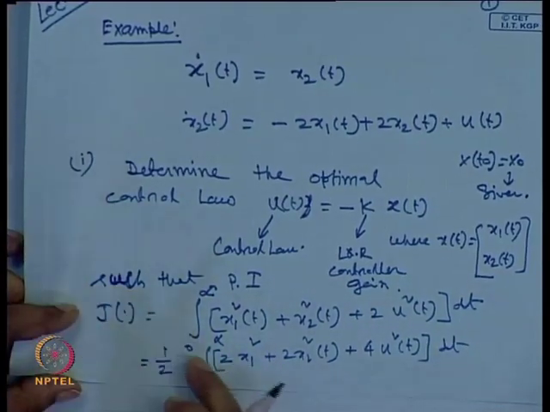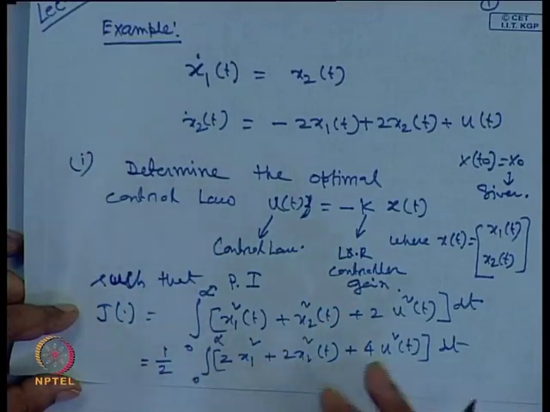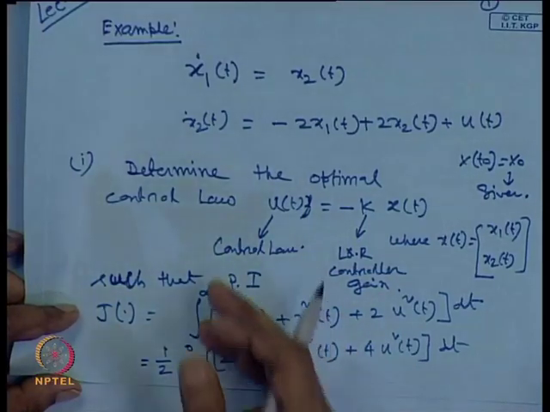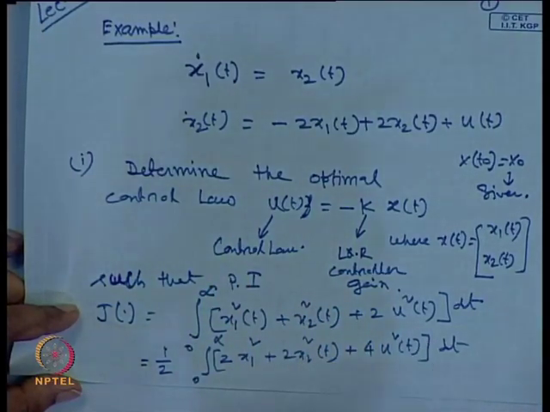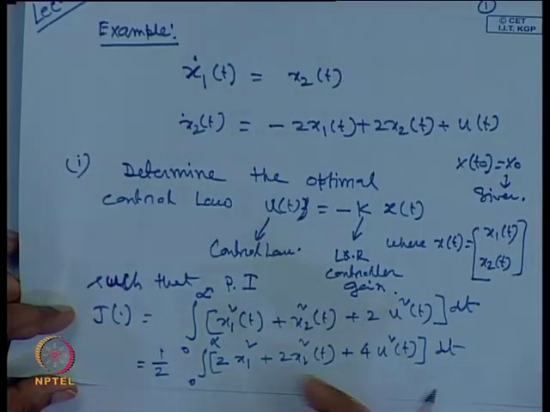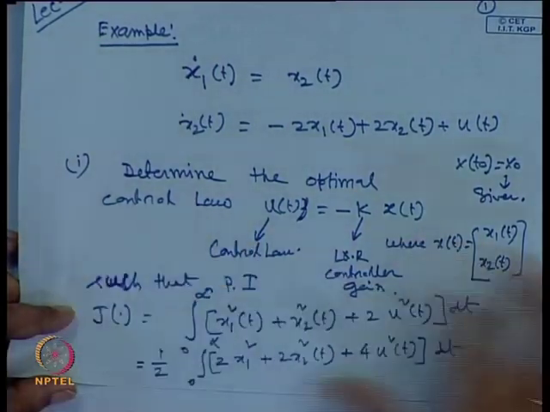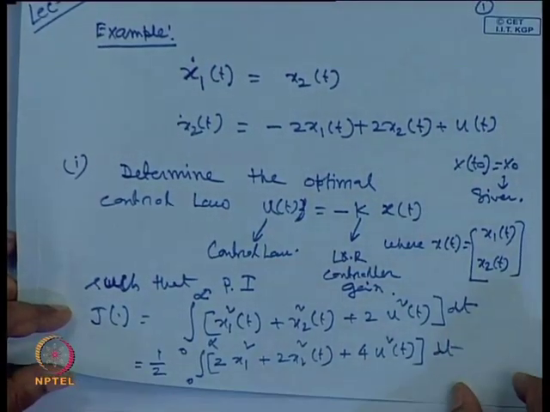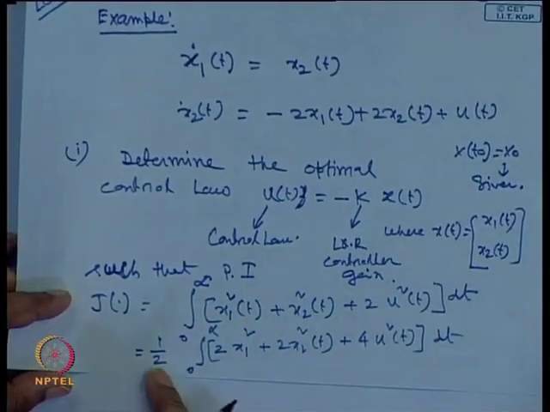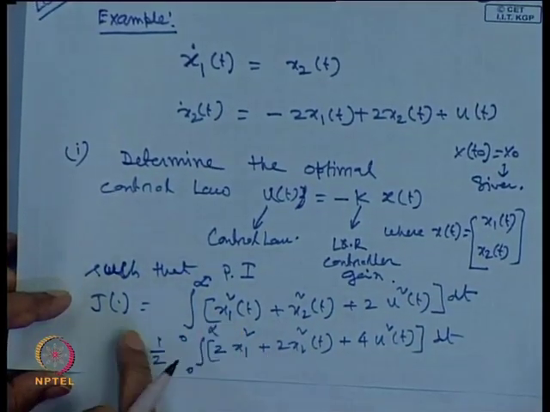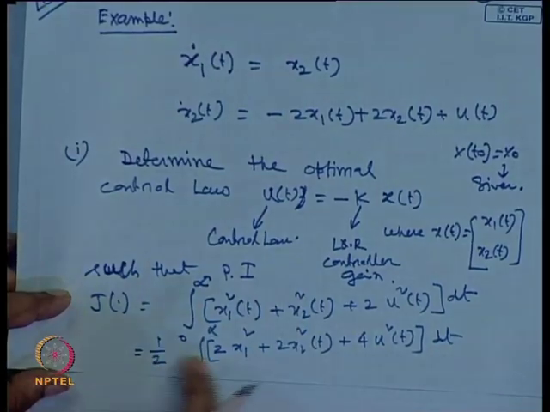In our standard formulation, this half is created in the derivation, because when you do the partial derivation of this LQR problem, throughout the derivation process the 2 will come, and this 2 will be cancelled by the half, and based on this we have derived all our expressions. So in order to make it into standard form, I divided by half and multiplied by 2. So, this is the standard form.